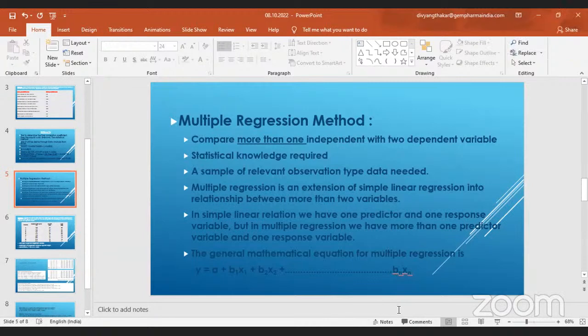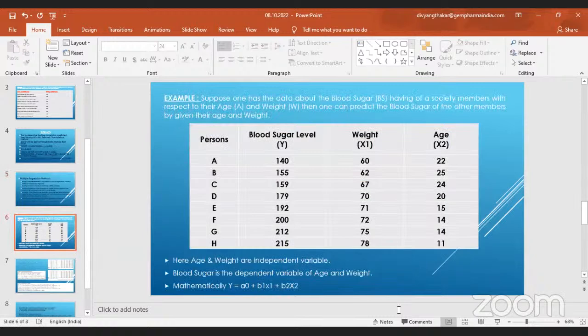Then the second method is the multiple linear regression method. This is an extension of the simple linear regression method. In this, there is one dependent and two or more independent variables. In this method, statistical knowledge is also required, and a sample of relevant observation data is also needed. The general mathematical equation for multiple regression is y equals a plus b1 x1 plus b2 x2, up to the number of independents. I have taken here the example of blood sugar level with respect to weight and age.